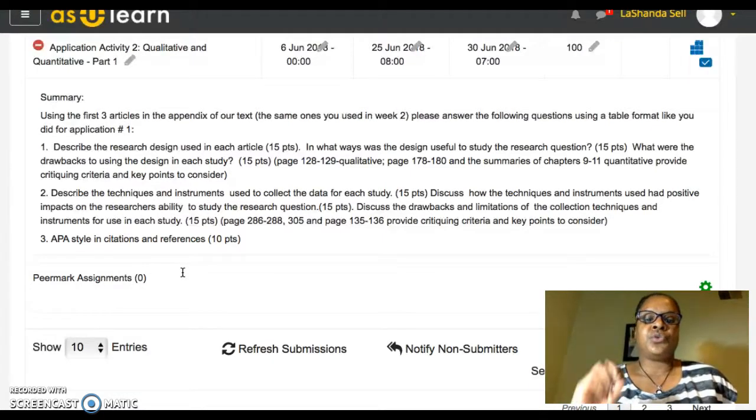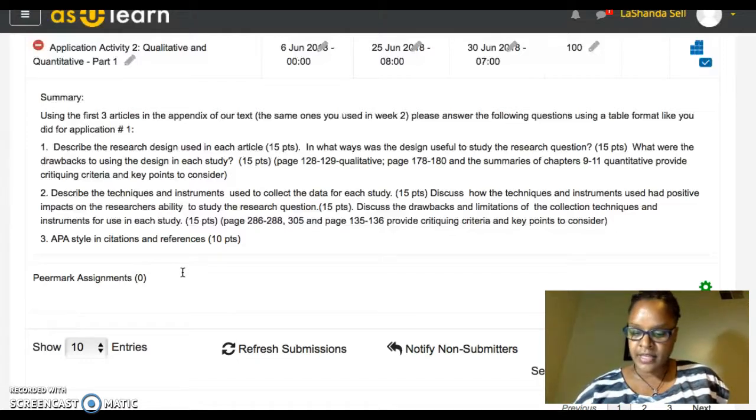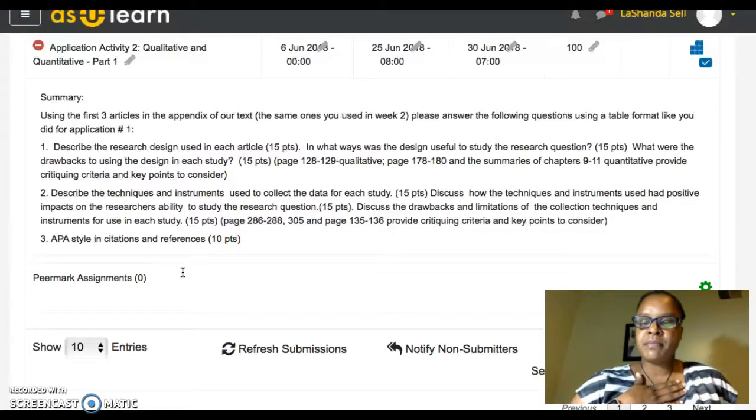Part 2 gets into the techniques used to collect the data. So I talked about with a qualitative study, you may do a group interview, you may do one-on-one interviews, you may do a survey like SurveyMonkey. Send it out to them, have them answer it, and send it back to you. So that's what we're looking for in part 2, is what were the techniques used?